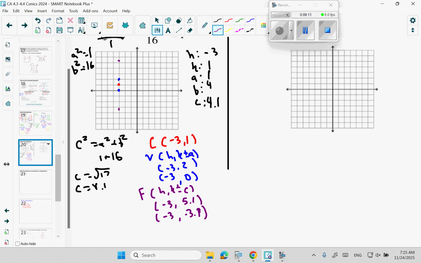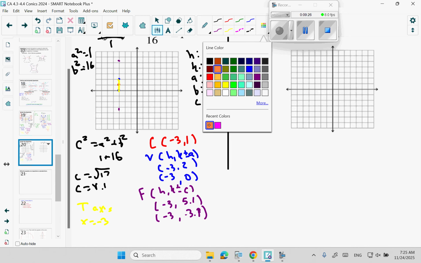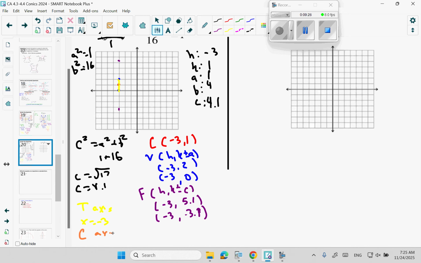Okay. We have our transverse axis is x equals negative 3. We have our conjugate axis would be y equals 1. And then, of course, we can open up our hyperbolas away from the conjugate axis towards our foci.